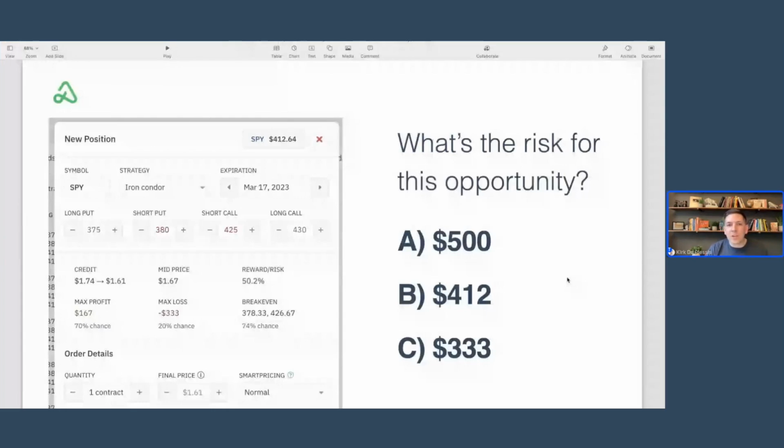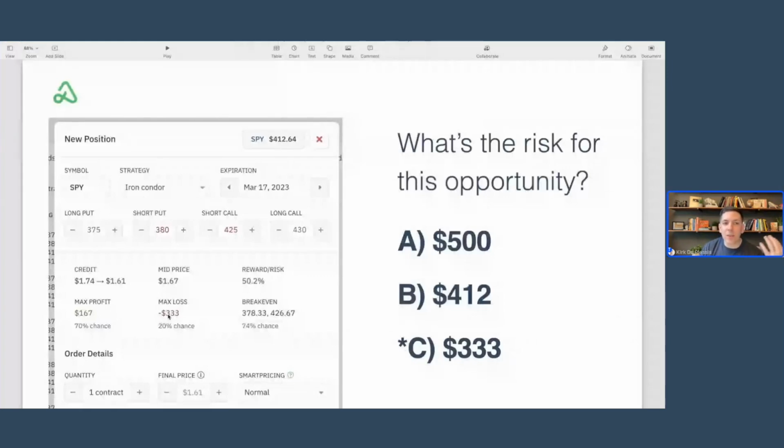As you pull up a new position, and this is the new position screen in Option Alpha anyway, you'll see that we list some metrics here. So in this case, and forget the model portfolio for a second, what's the risk of this opportunity? Okay, if you answered C, you were right. Now look, here's the thing. I don't know why other places don't show this more prevalently, but we do. We calculate it for you.